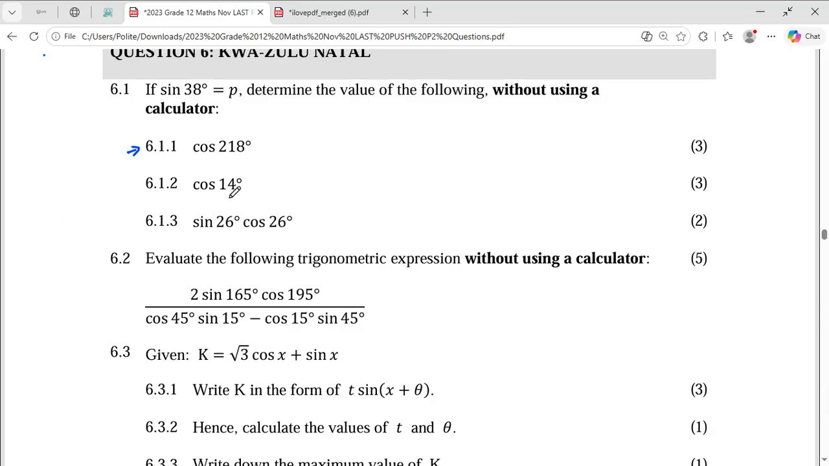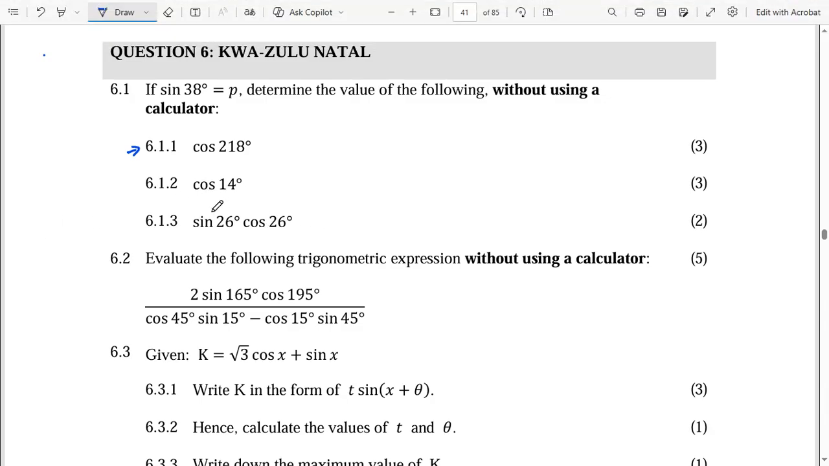So I need you to try and work on 6.1.2 and leave a comment. I need you to be honest and tell me if you've managed to get the same answer that I'm going to get when I do 6.2. I need you to be honest. Pause the lesson, try and work this one on your own.